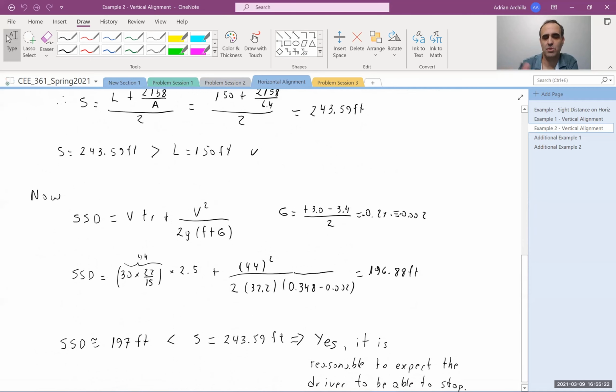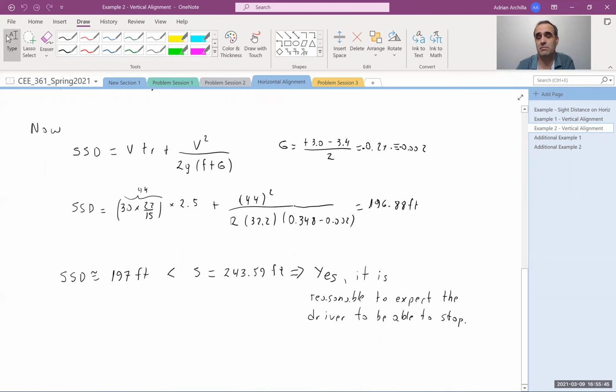Once again, I'm going to solve the problem the same way. I'm going to plug in the value of the average grade, which in this case is minus 0.2%, or minus 0.002. That's why you see that value over here. The rest is the same thing that we did before. Now I get 196.88 feet.